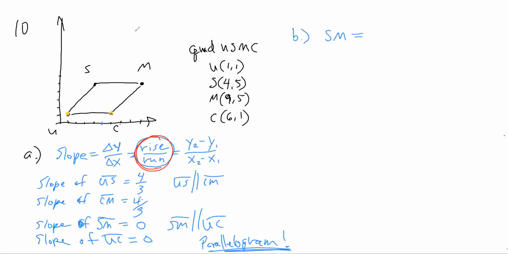Well, it's not hard to figure out SM. The length of SM, we can just count it. It's 1, 2, 3, 4, 5 units over. You just count them. And so SM is length 5. Same thing for UC, 1, 2, 3, 4, 5. So UC is also equal to 5. We need everything to come out 5 for this to do what we expect and want it to do. So now the others are at an angle.